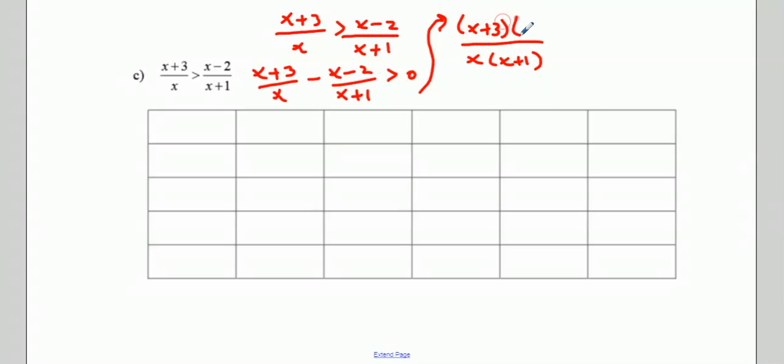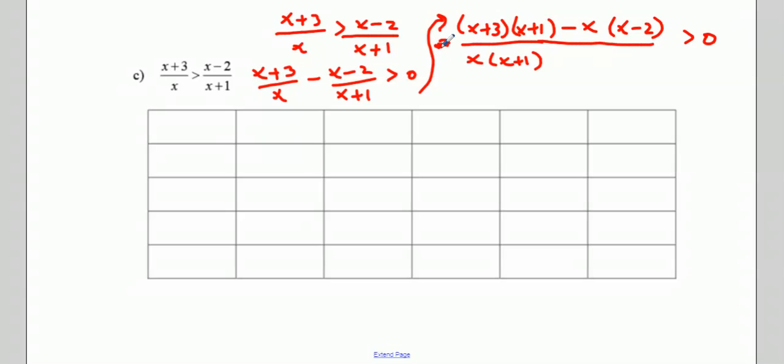So x plus 3 times x plus 1, minus, this is x plus 1. What do I have to multiply it by? x. And I'm going to put in x minus 2. I'm multiplying that numerator by x. And all of this has to be greater than 0.